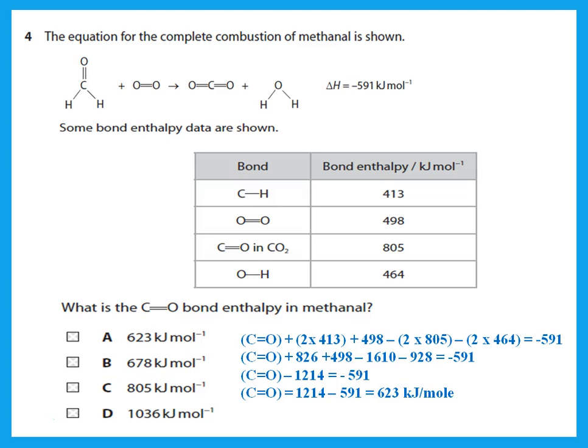So the C=O plus, I have 2 C-H bonds, so 2 times 413, plus the oxygen-oxygen bond, 498, minus the products. Remember, it's reactants minus the products, minus 2 bonds of C=O in CO2, minus 2 O-H bonds. The overall of all of that should be minus 591. So when you calculate, you get the value for the C=O in the methanol, and that comes out to be this number.